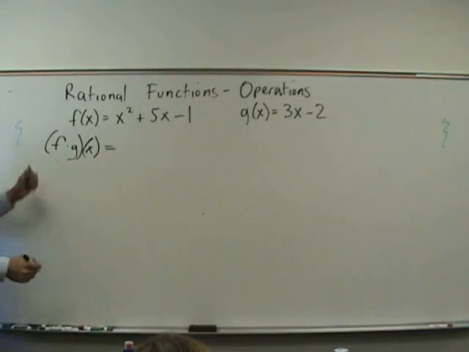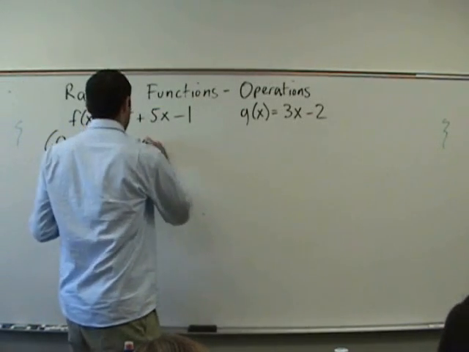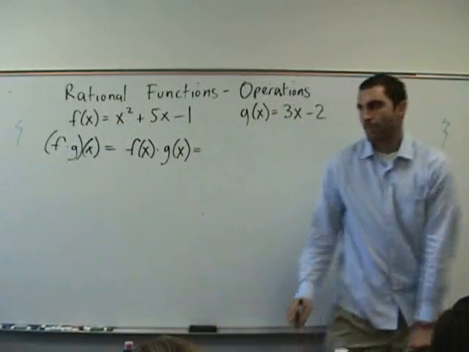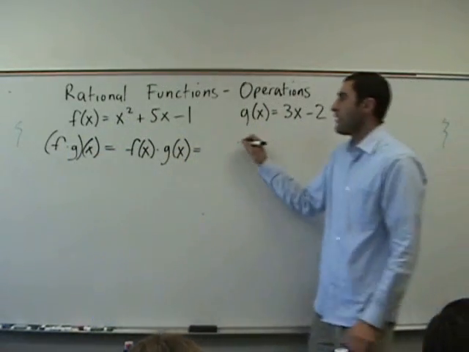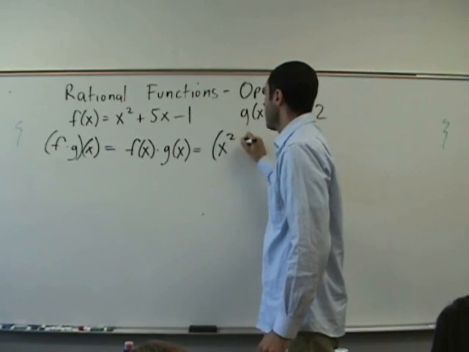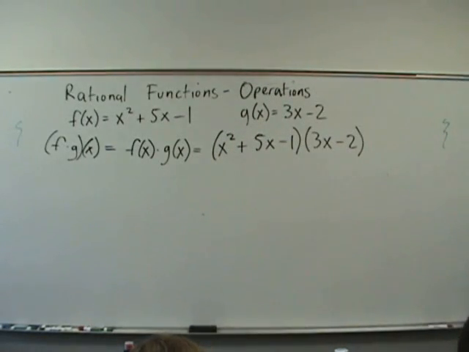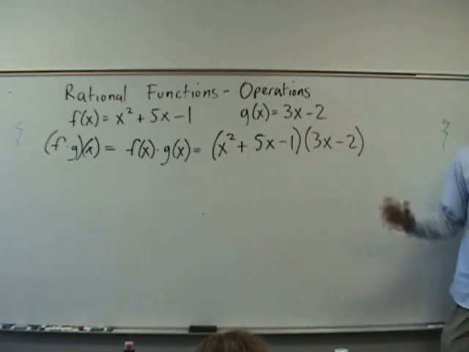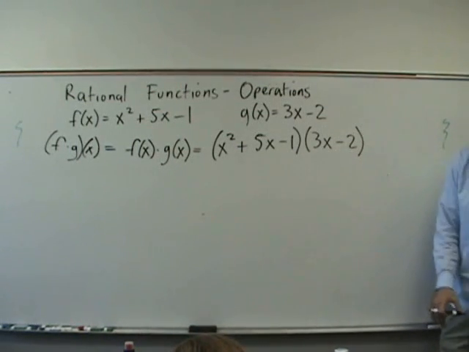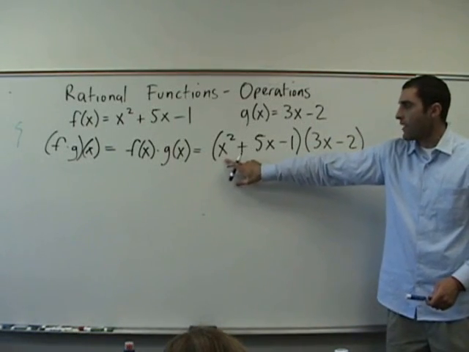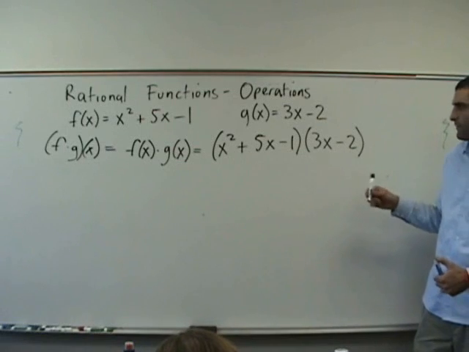Okay. f times g of x is f of x times g of x. Writing both: x squared plus 5x minus 1 times 3x minus 2. It's just foiling. FOIL is for two binomials. These are polynomials, but it's the same concept. It's the distributive property going crazy. So, let's carry this x squared. There's multiple ways to do it.